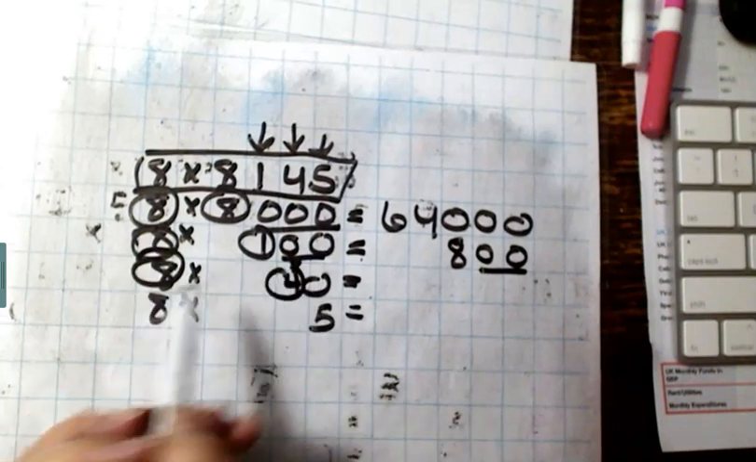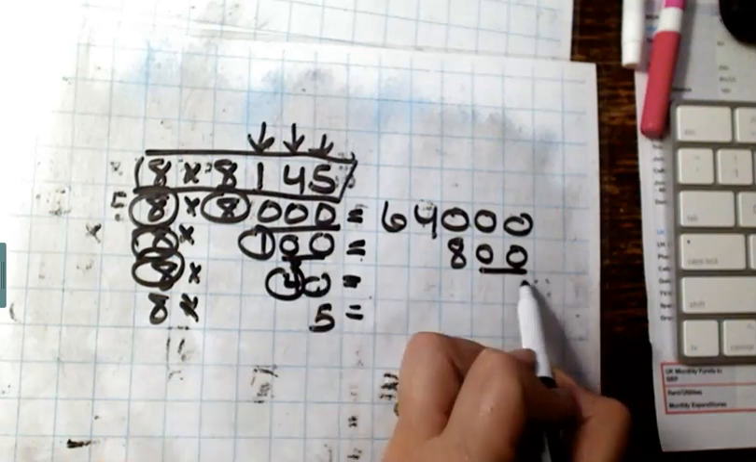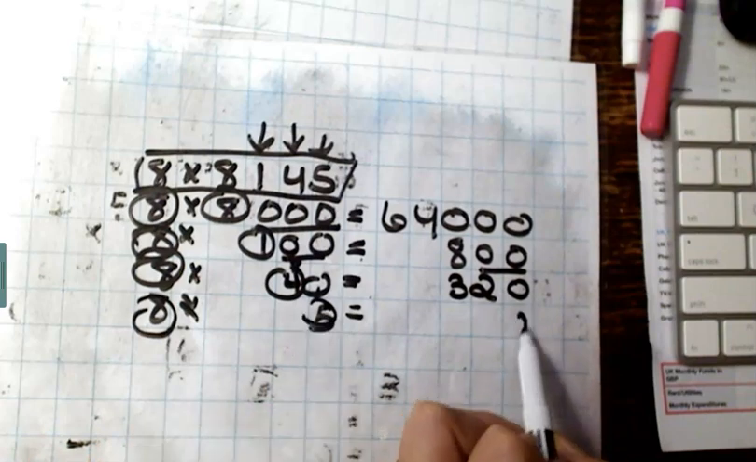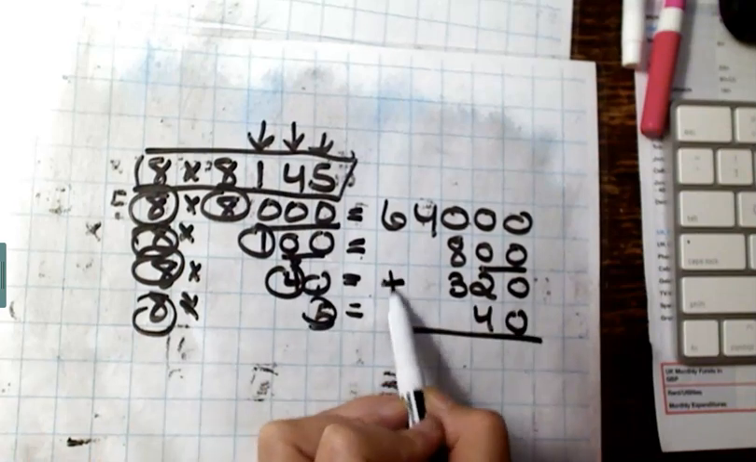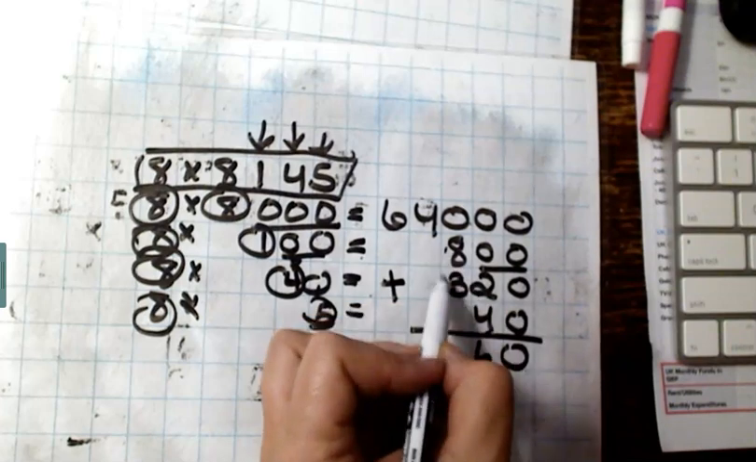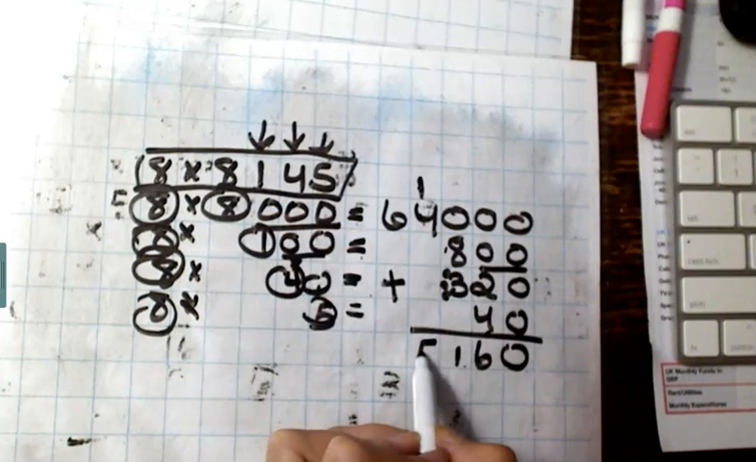8 times 4. You have to know your multiplication. That's 32. How many zeros? 1. So I took that 1 zero. 32. 8 groups of 5. 40. Adding them all together. Zeros. 2 plus 4 is 6. 8, 9, 10, 11. 1 plus 4 is 5.